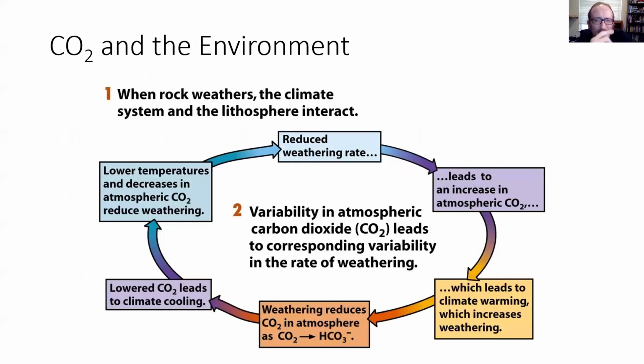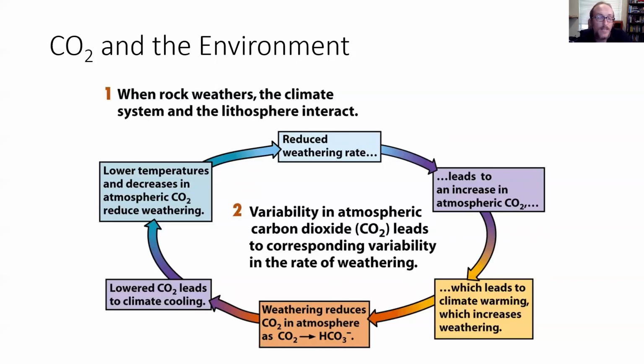Right? Carbon dioxide, let's just look at it by itself. When I teach my students about carbon dioxide, I bring them to this diagram and I say, okay, we're going to start somewhere, because when you're trying to explain a circle and you go, let's start here, it's really useless because it's a circle. But number one, when rocks weather, the climate system and the lithosphere, the uppermost layer of the Earth, interacts. Okay?